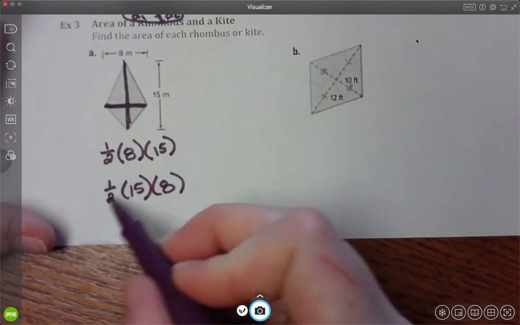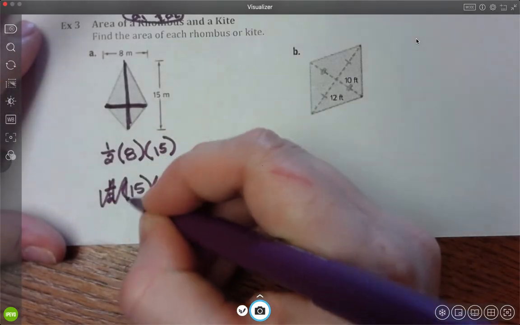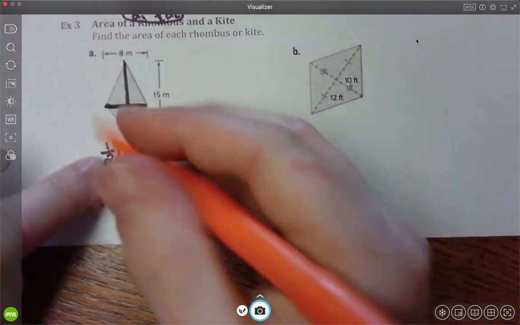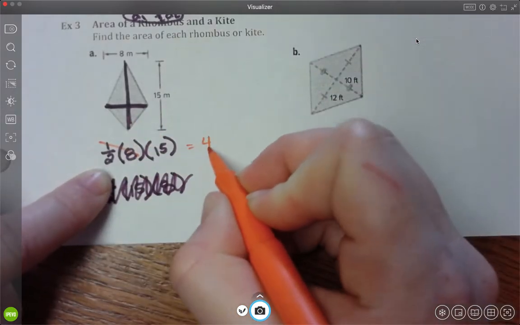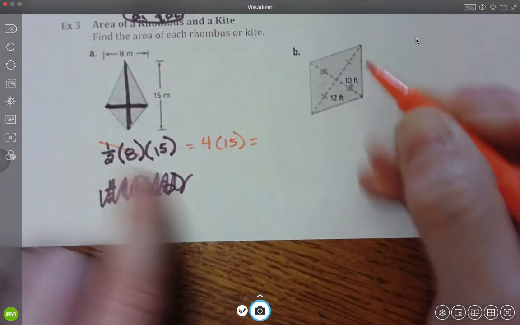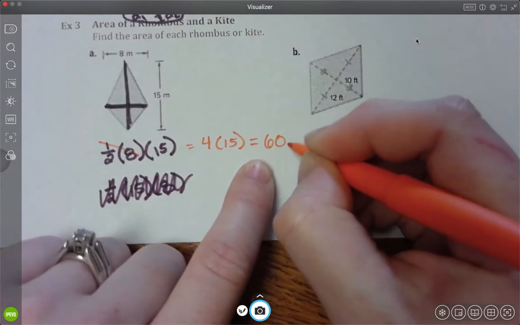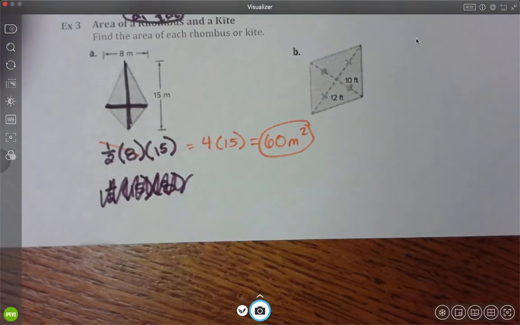You could take half of 15 and get the right answer. But I'm going to write it as this, so I can take half of 8 really easily to make that 4. And 4 times 15, think of a clock, is going to be 60. So that's 60 meters squared. Okay, do as much in your head as you can, right?